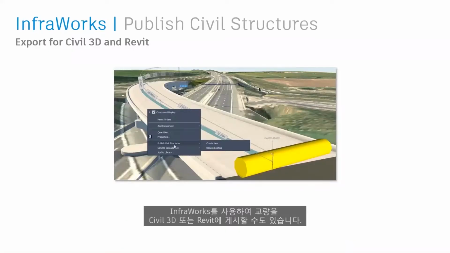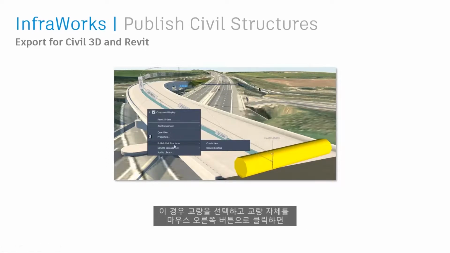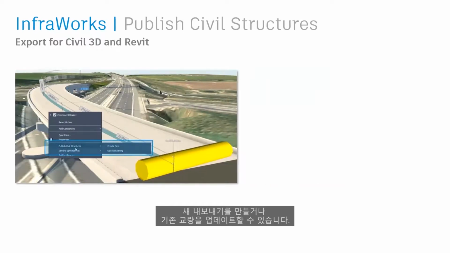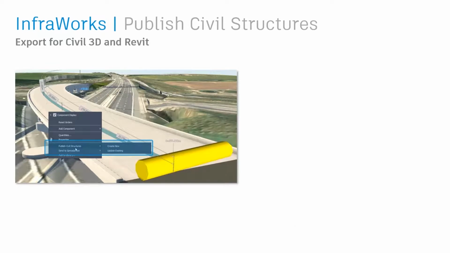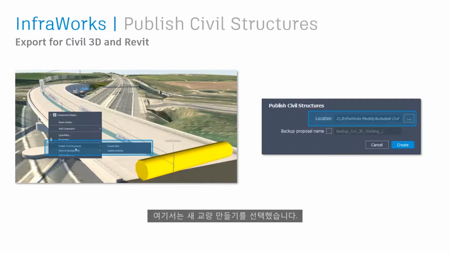So Infraworks also allows us to publish the bridge to Civil 3D or Revit, and we're going to bring this into Civil 3D for documentation purposes. In this particular case, you simply select the bridge, right-click on the bridge itself, and you have the option to either create a new export, or you can actually update an existing bridge. In this case, we've selected create a new bridge.